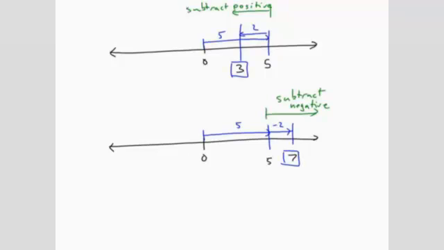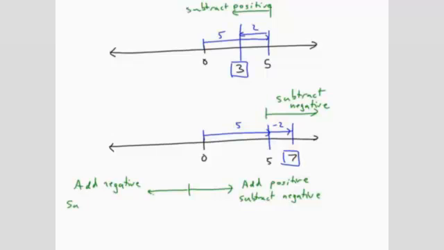Subtraction reverses the calculation of addition. On the number line, this means subtraction moves in the opposite direction of addition. And this is why we can replace subtraction with addition of the opposite.